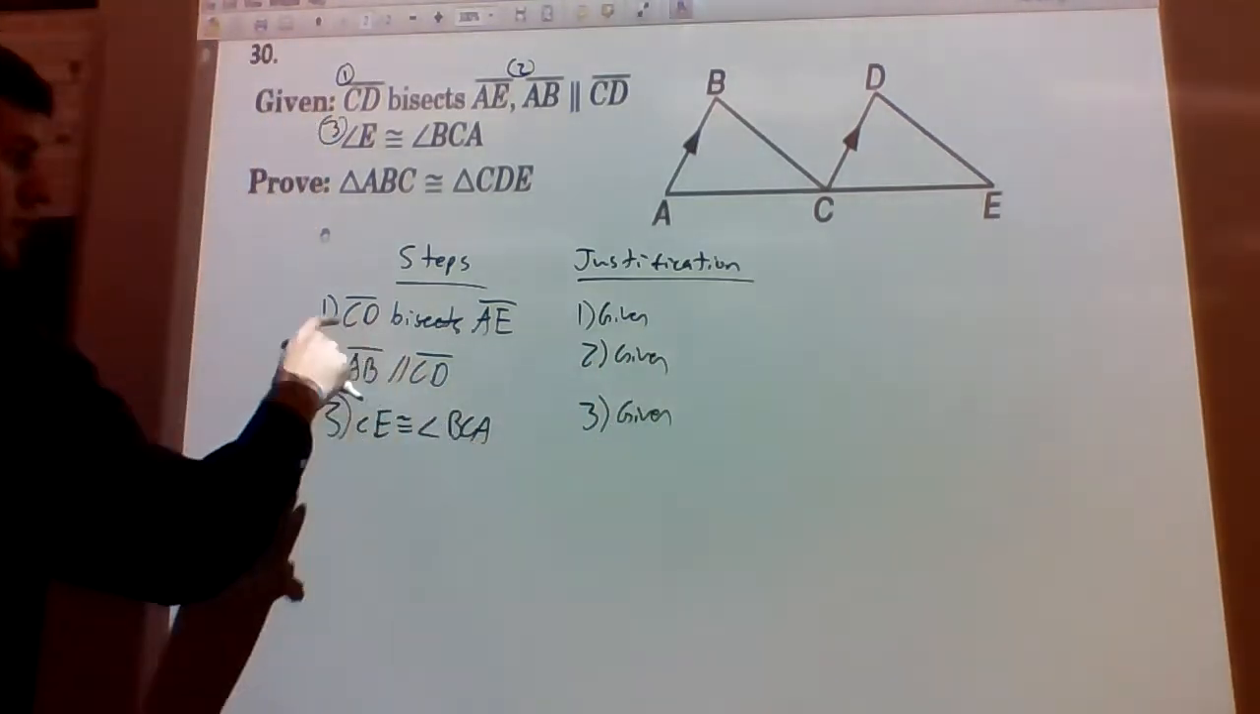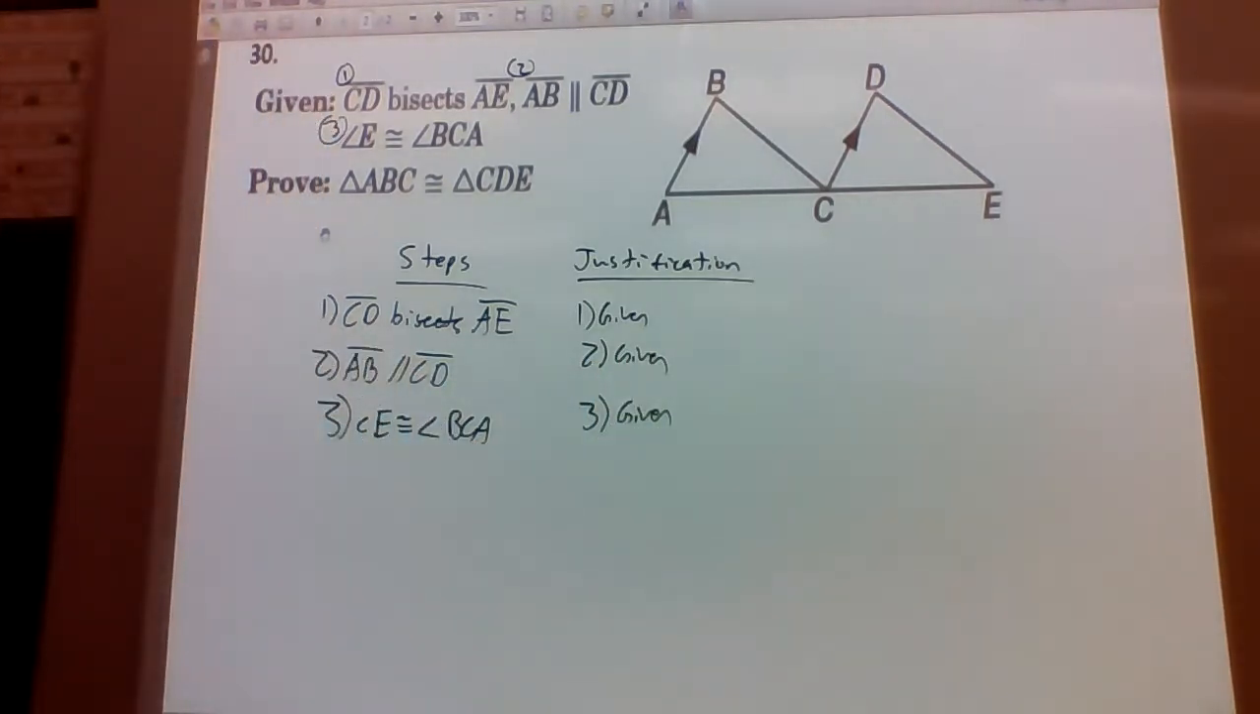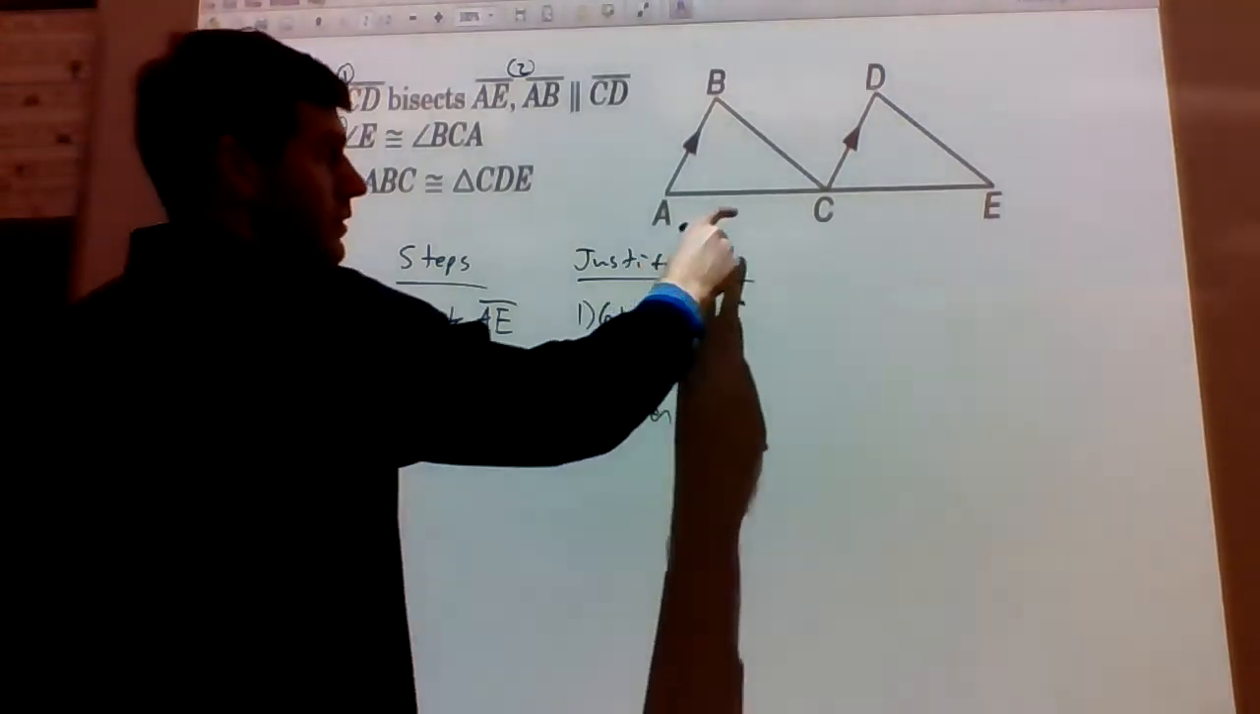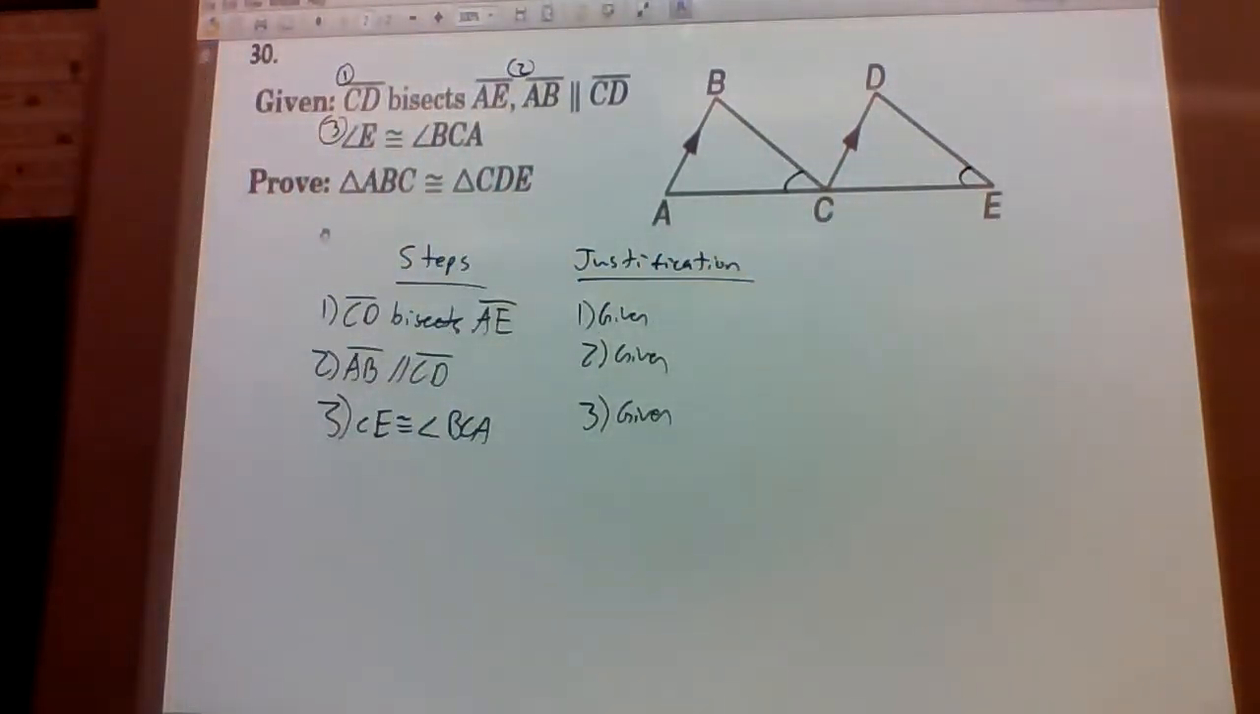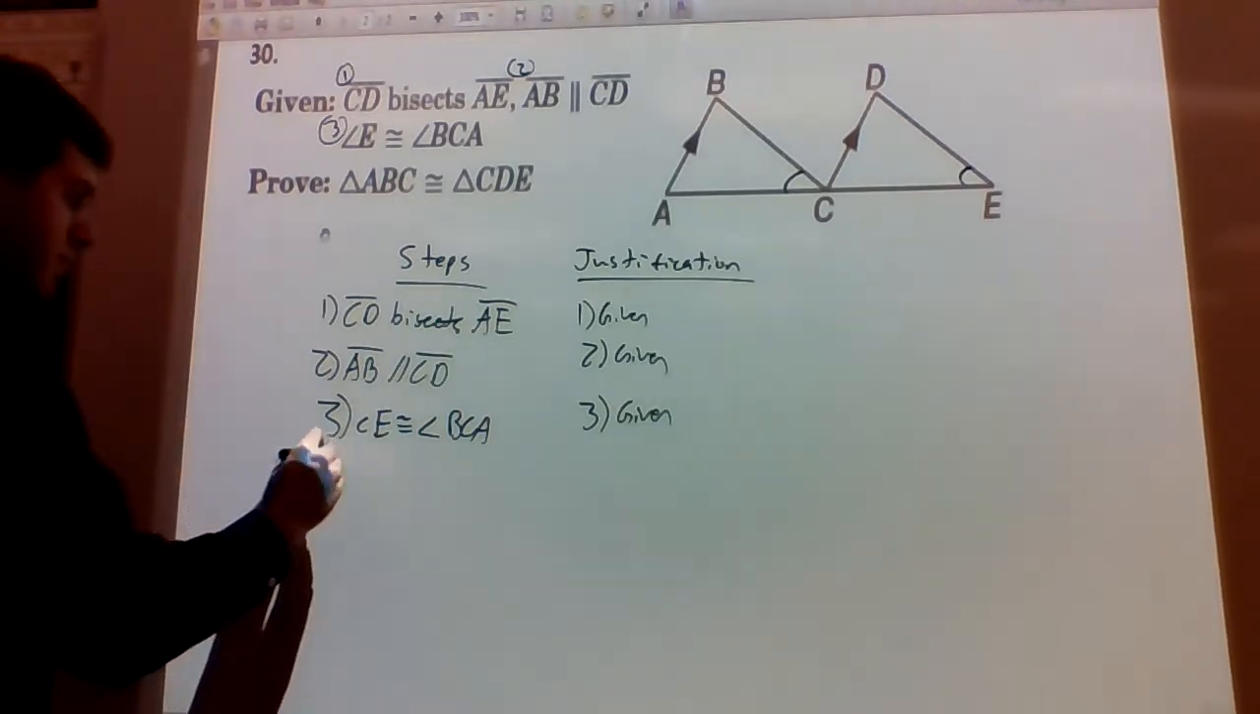Okay. CD bisects AE. AB is parallel to CD. That's our arrows. And then angle E is congruent to angle BCA. Step 1, write the givens. We have that. Step 2, look for shared sides or vertical angles. We do not have any shared sides or vertical angles in this case. So let's go to step 3, which is use our givens.